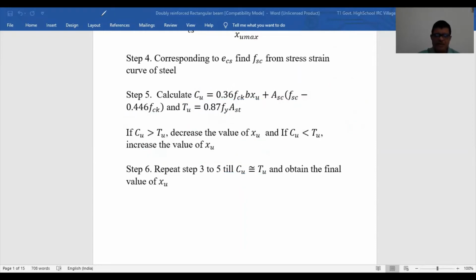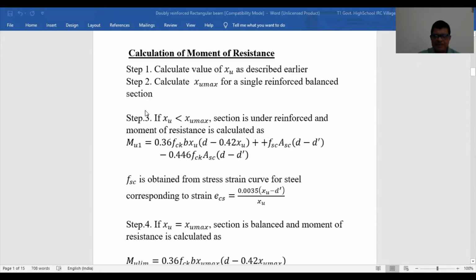Now once you know the neutral axis, you have to find the moment of resistance. So how to find the moment of resistance? First you calculate the value of xu, as already described, and then xu maximum. As I have told, go to page 70, where the formulas are given. Calculate xu maximum for a particular grade of steel. xu maximum by d is equal to some value, so you can find xu maximum. Now check whether xu is less than xu maximum, equal to xu maximum, or greater than xu maximum. So three conditions will arise.